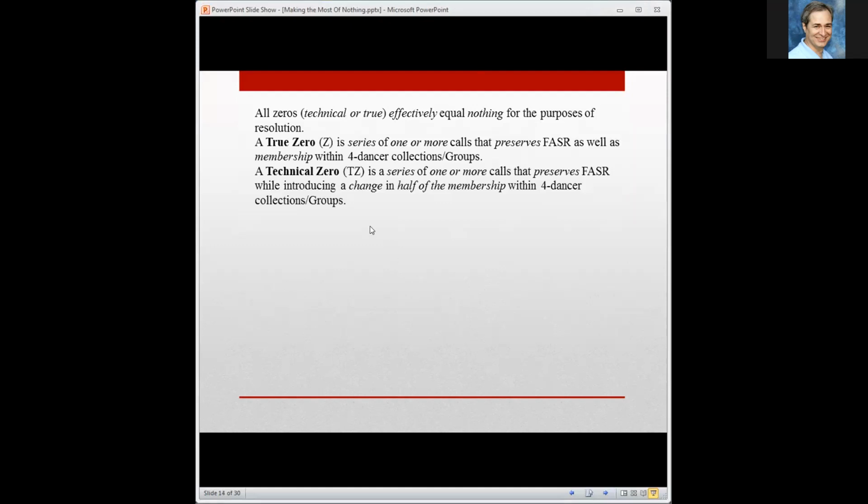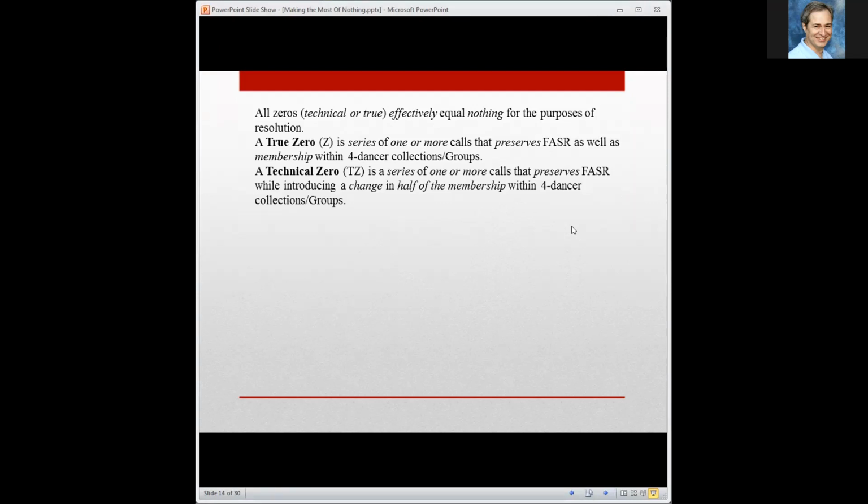So all zeros, whether they're technical or true, effectively equal nothing for the purposes of resolution. So wherever you start, if you create a zero, you're going to end up back with the same relative people or with the people who could create a technical equivalent.